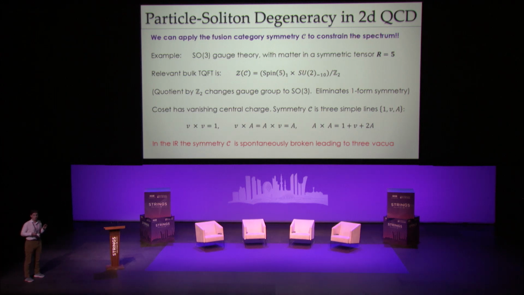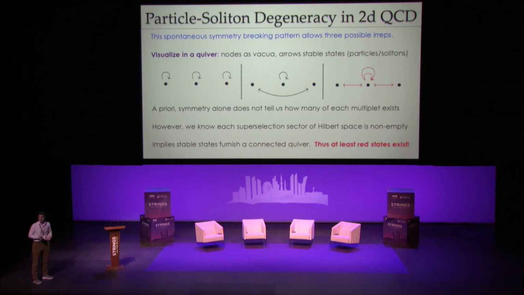And the fusion category symmetry consists of 3 lines. There's the identity, there is a Z2 symmetry, which I called V, and there is some non-invertible symmetry A. These are their fusions, the non-invertible symmetry fusion rules. This symmetry is spontaneously broken in the infrared of this gauge theory, and therefore there are 3 distinct vacua. This symmetry breaking pattern permits 3 possible irreducible representations, and we can visualize them in 3 possible quivers.